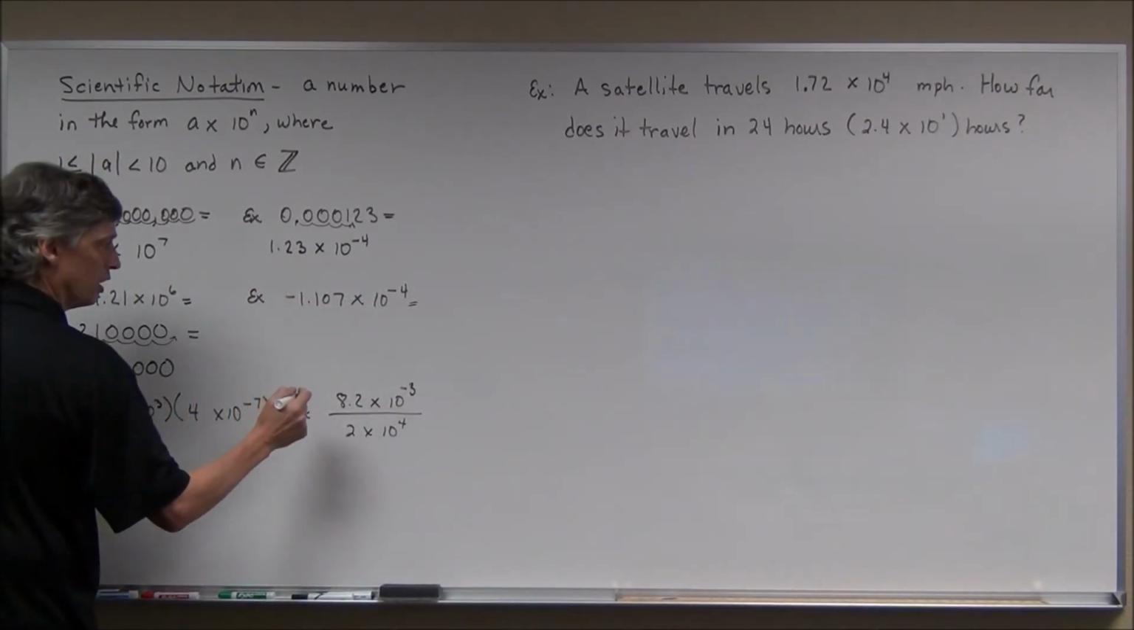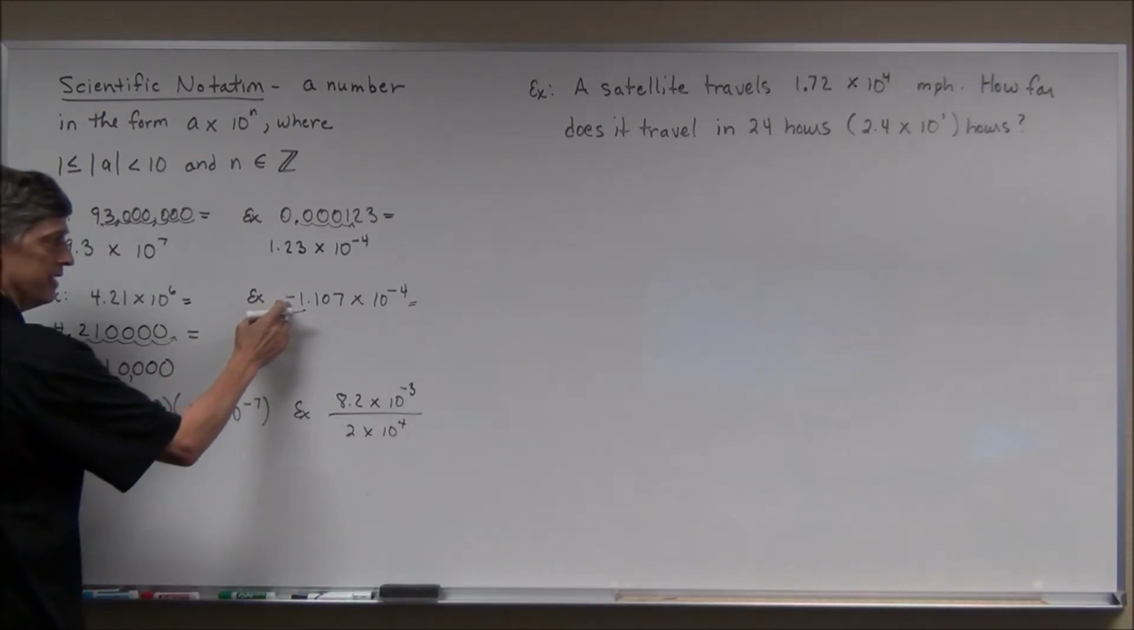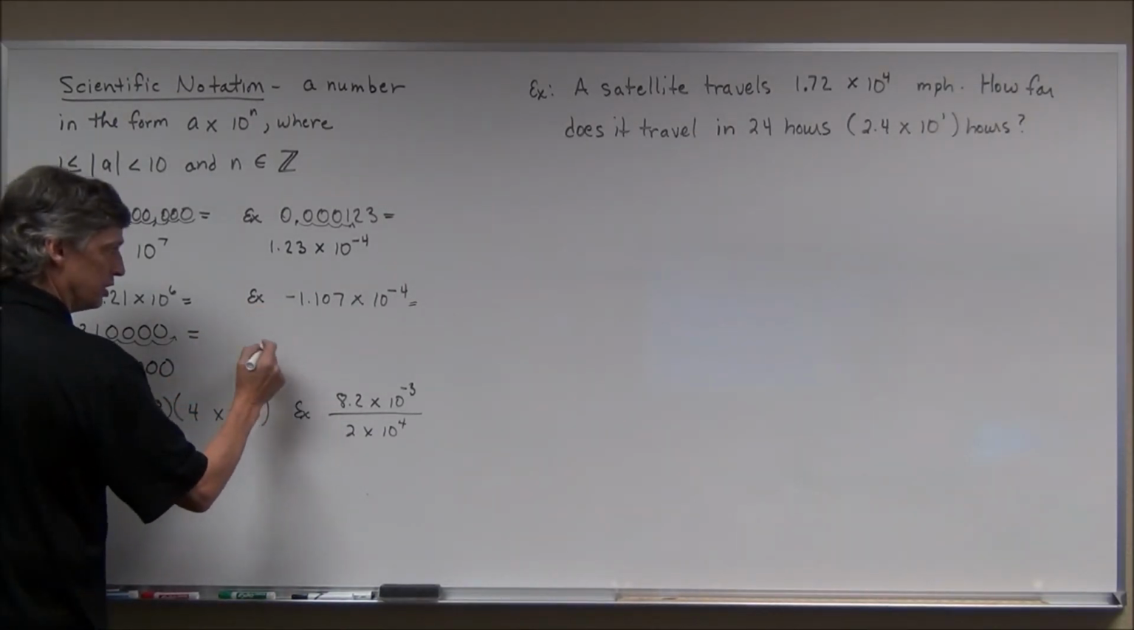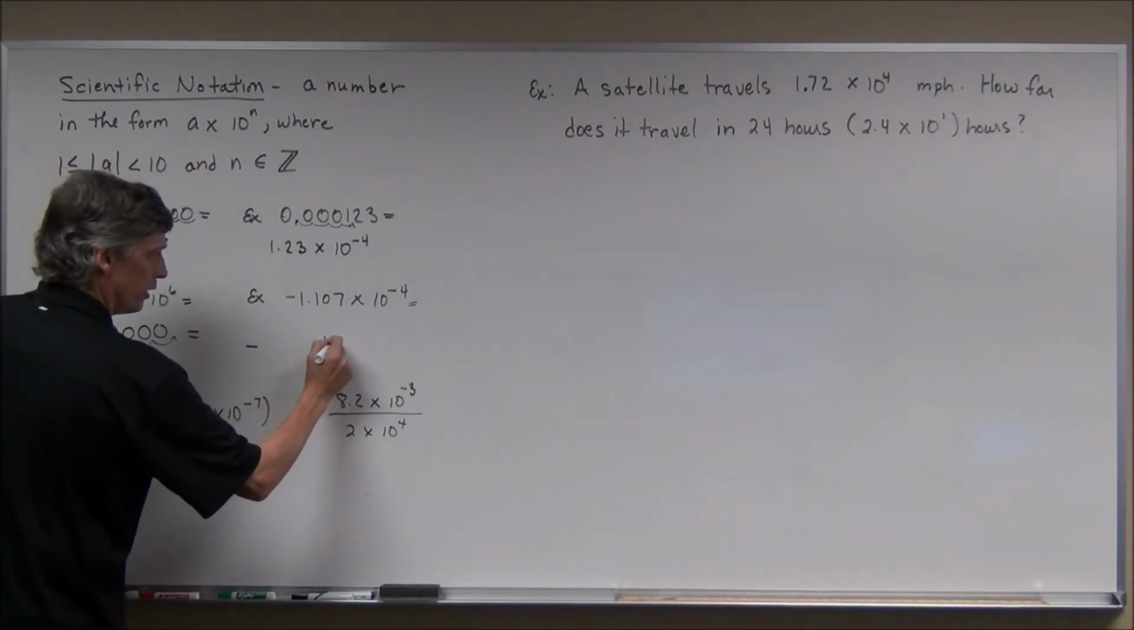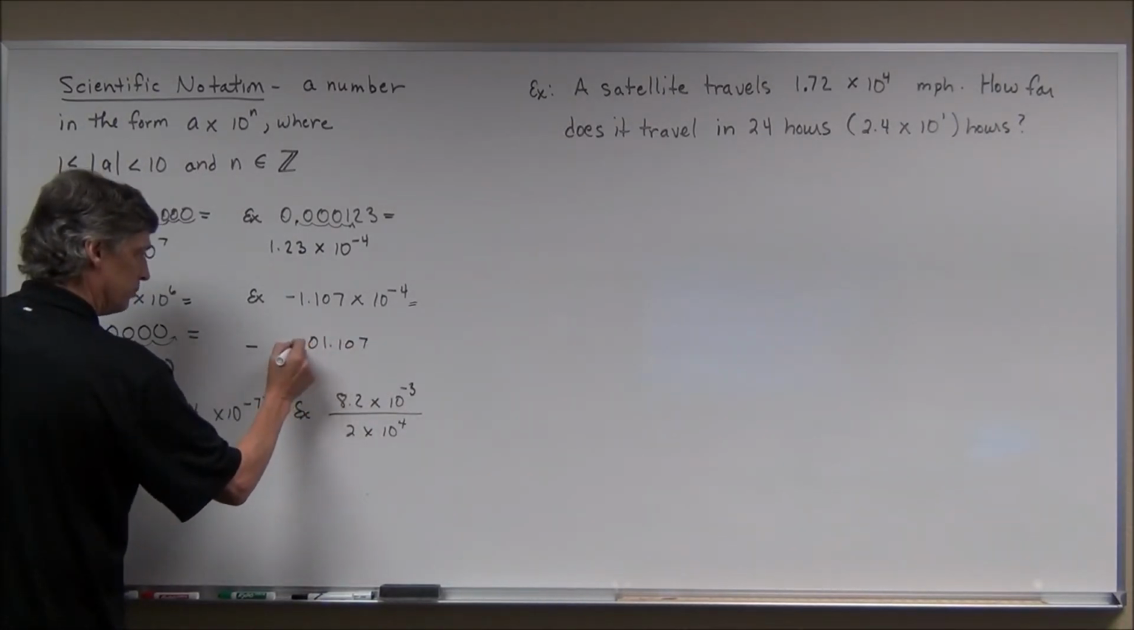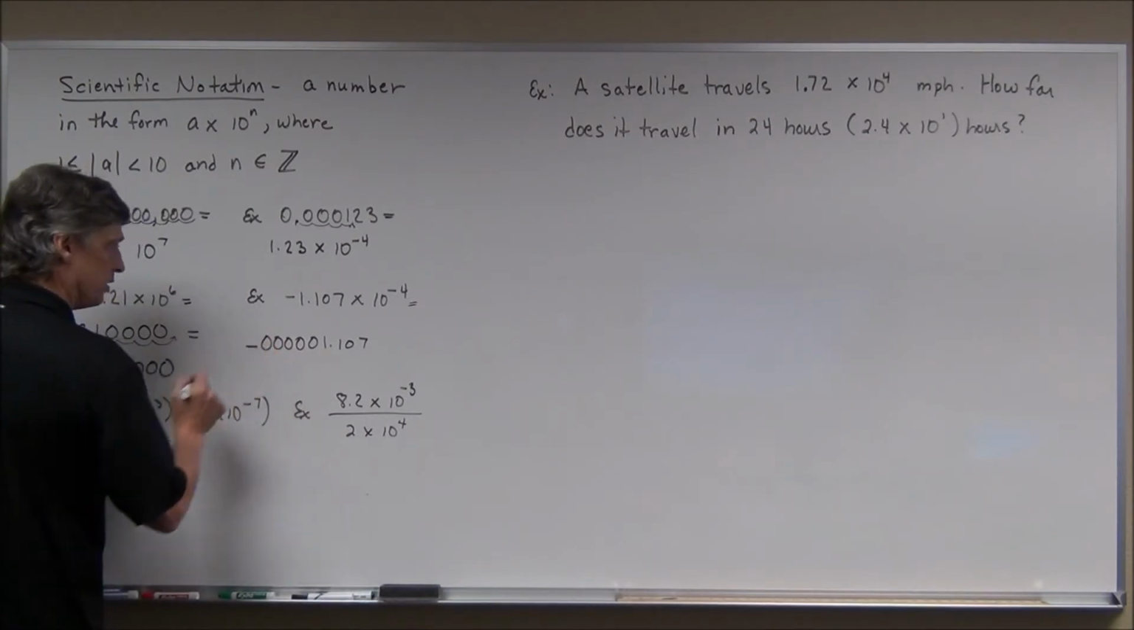The decimal point is going to go to the left. But because of the negative here, don't panic, it's just going to be a negative out in front. And I'm going to put the 1.107, and I'm going to need some zeros here. I'm going to put some extra zeros if I have.